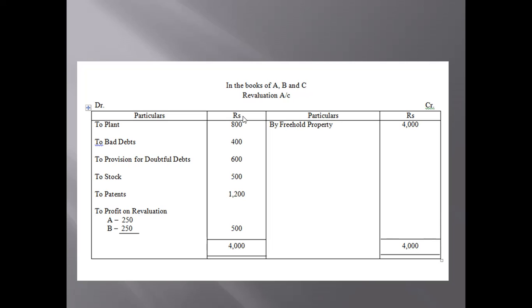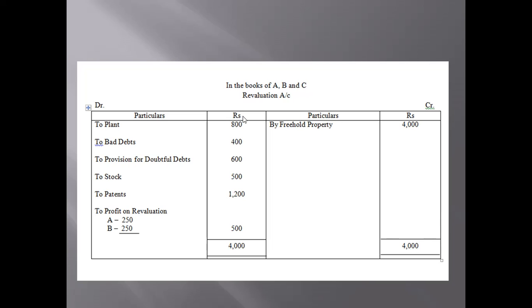If an asset is increasing, we write it in the credit side. If an asset is decreasing, we write it in the debit side, isn't it? And it happens just the opposite for the liabilities. If a liability increases, it will be in the debit column, and if it decreases, it will be in the credit column. So freehold property is an asset.